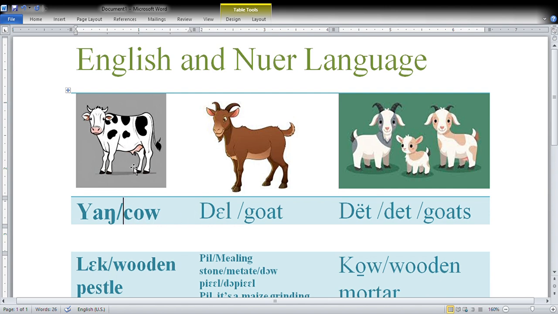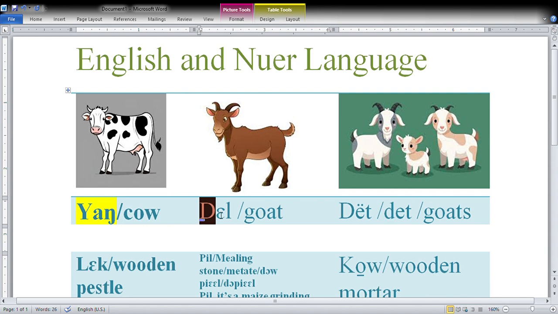Okay, this is cow, young. Namani a young. We call it cow in our language. Cow, young. This is goat, goat.